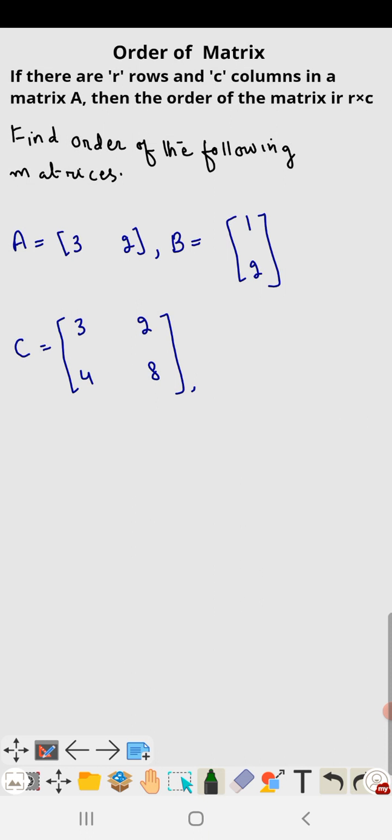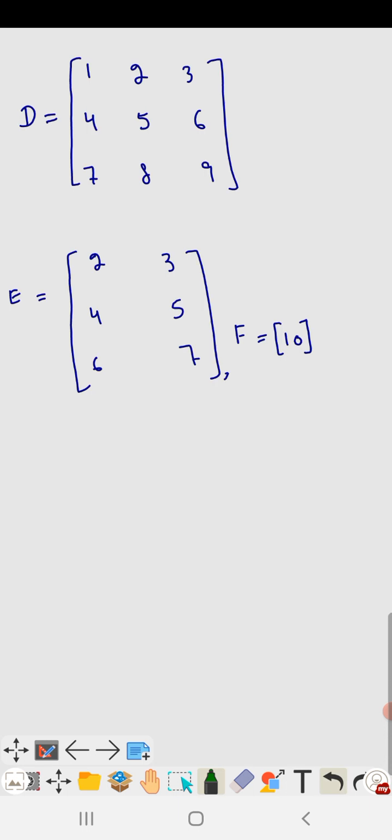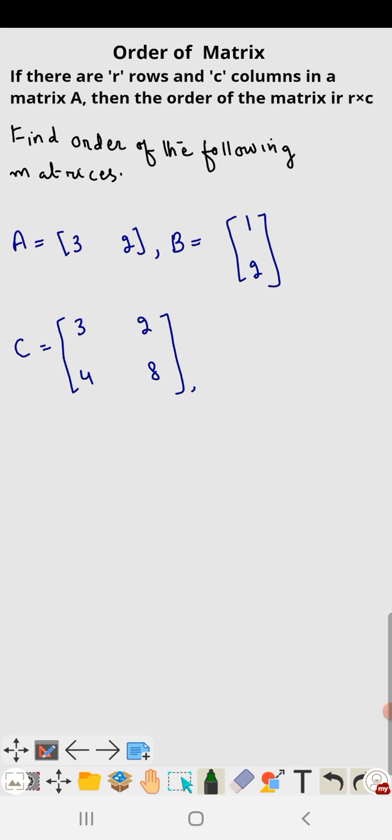Find order of the following matrices. I have written three matrices on this page and three matrices on next page. So we start from first page. Consider matrix A.